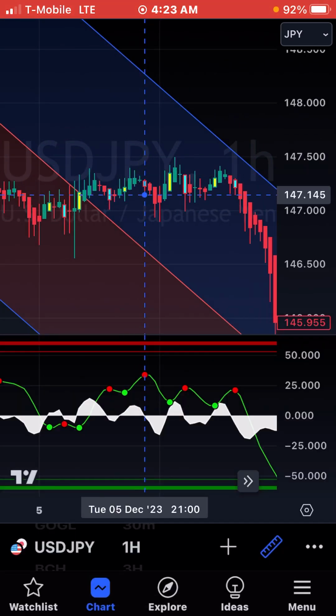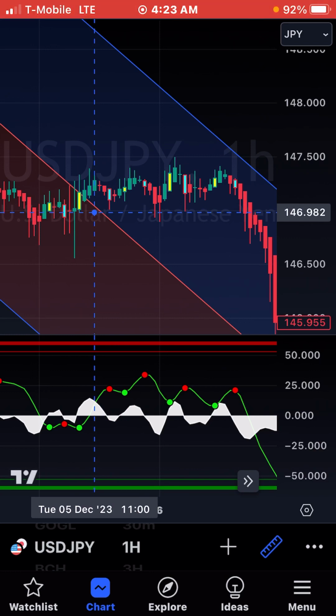We'll go back, we'll look at a couple here. This green line is coming through. Now this would have been a short one. If you look at the cloud, it looks weaker.